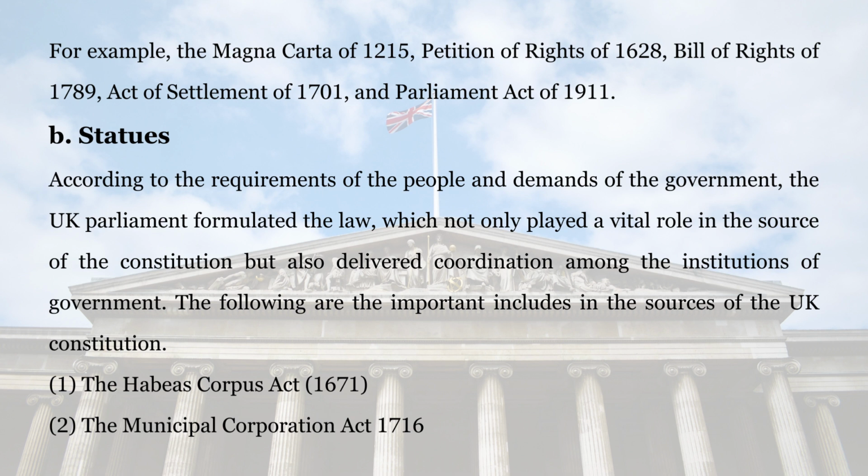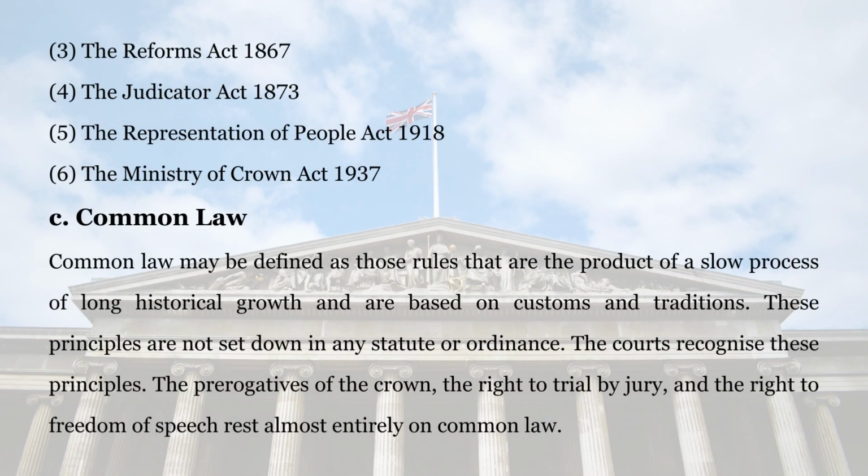1. The Habeas Corpus Act, 1671. 2. The Municipal Corporation Act 1716. 3. The Reforms Act 1867. 4. The Judicature Act 1873. 5. The Representation of People Act 1918. 6. The Ministry of Crown Act 1937.